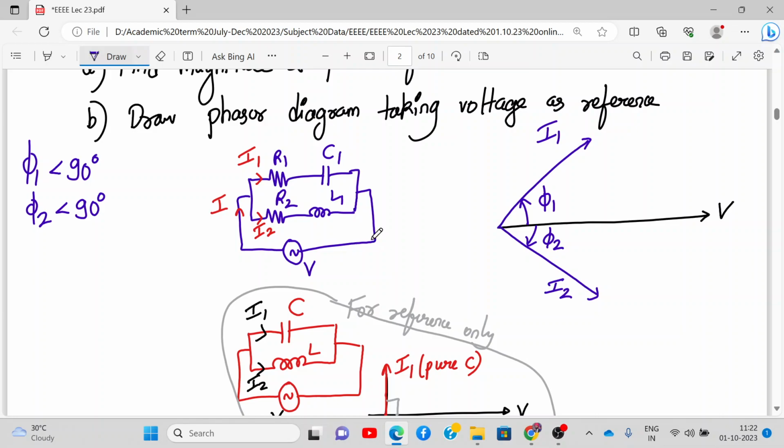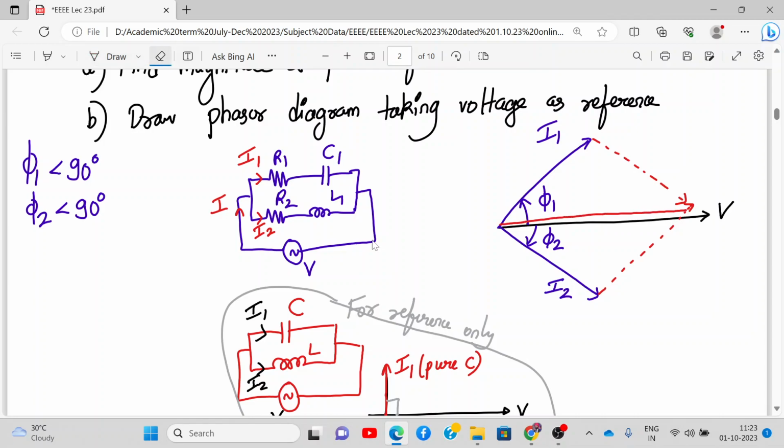Okay, now I have to draw the equivalent current I, circuit current I. How will I do it? Can you all tell me? I have to draw a parallel over here, parallel to this. So I'm drawing it parallel over here like this, and parallel to this over here. And the equivalent, the resultant will be over here. This will be the resultant.